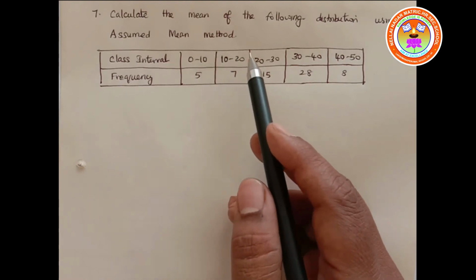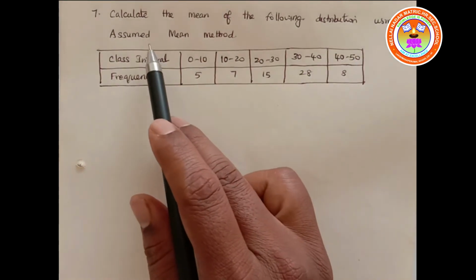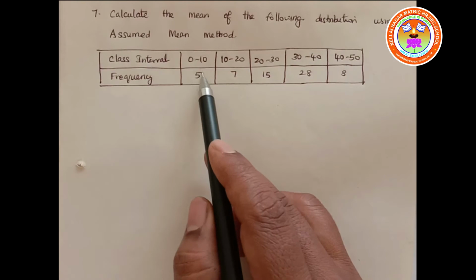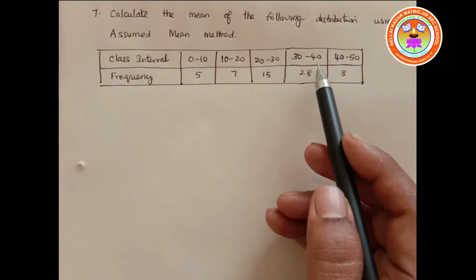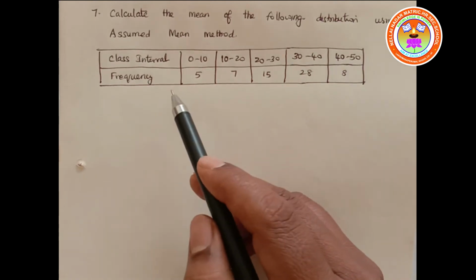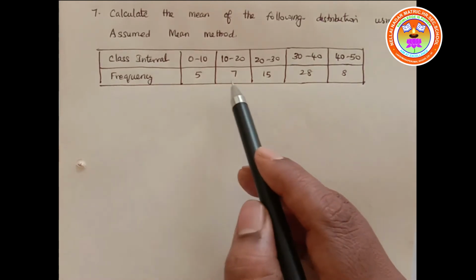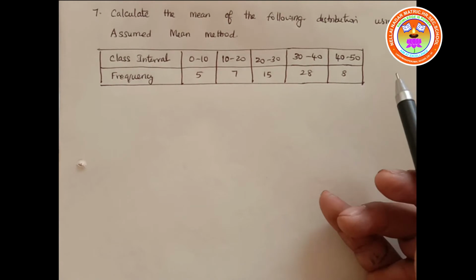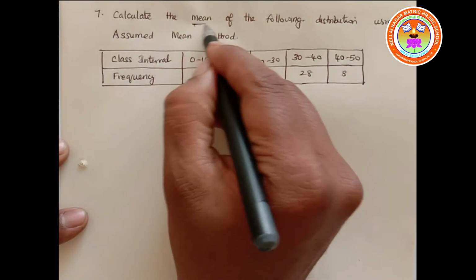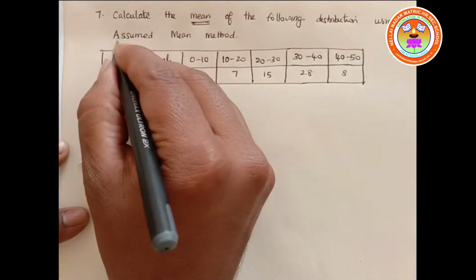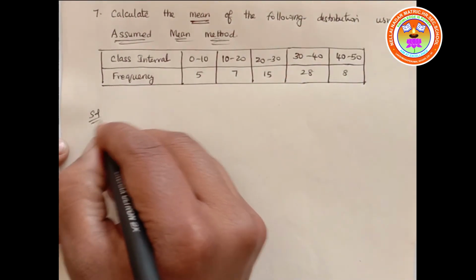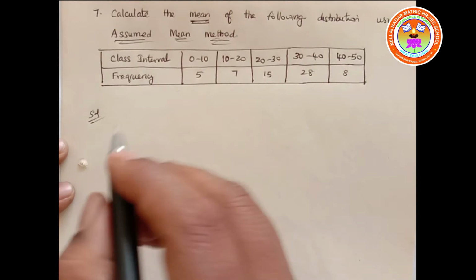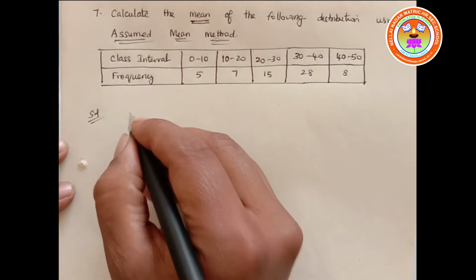Question 7. Calculate the mean of the following distribution using the assumed mean method. Class intervals are given: 0 to 10, 10 to 20, 20 to 30, 30 to 40, 40 to 50, and frequencies are 5, 7, 15, 28, 8. Children, you are going to calculate what? Mean, using the assumed mean method.